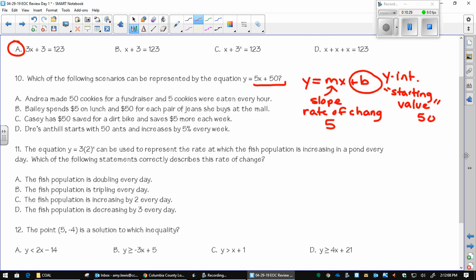So Andrea made 50 cookies for a fundraiser, and 5 cookies were eaten every hour. Well, if we were eating cookies, we would be subtracting 5, so that doesn't look like a good idea. Bailey spends $5 on lunch and $50 for each pair of jeans she buys at the mall. So it sounds like Bailey's spending $5 one time and $50 several times. That doesn't make sense. Casey has $50 saved for a dirt bike and saves $5 more each week. Absolutely, that choice is going to be good. We have a starting value of $50, and we're going to add $5 every week. That's our rate of change.